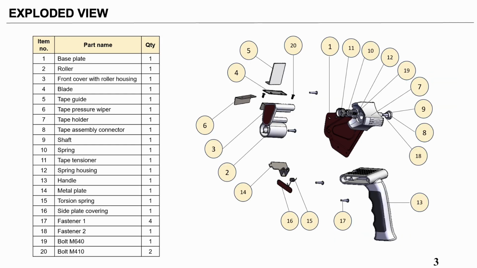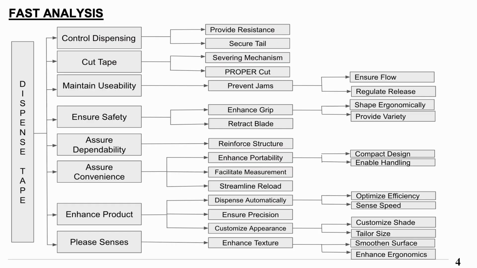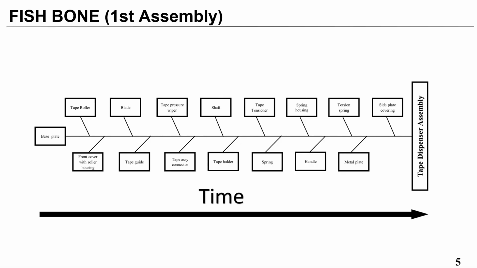Here is an exploded view of all the parts that are used to manufacture a packaging tape dispenser. The FAST analysis diagram is depicted as in the slide. Based on the components of the tape dispenser, the fishbone assembly diagram is created.